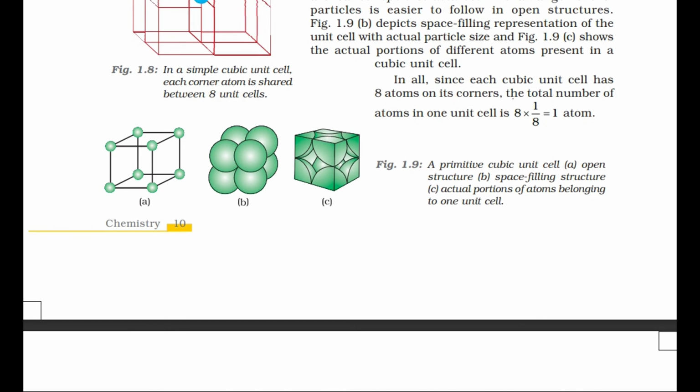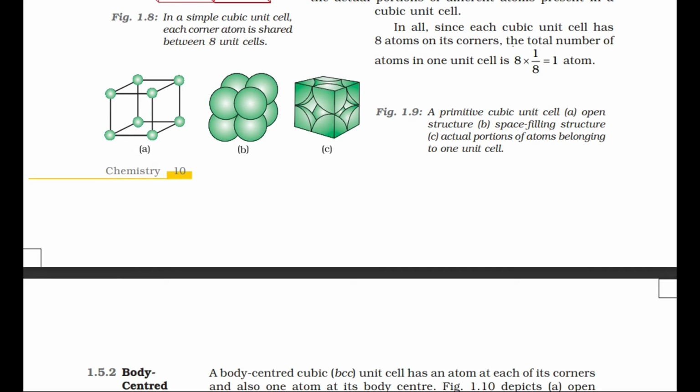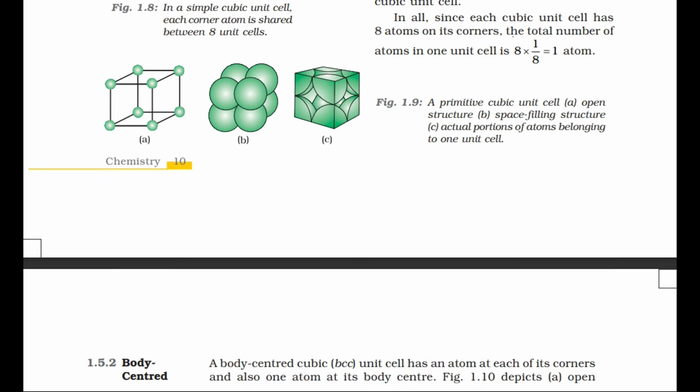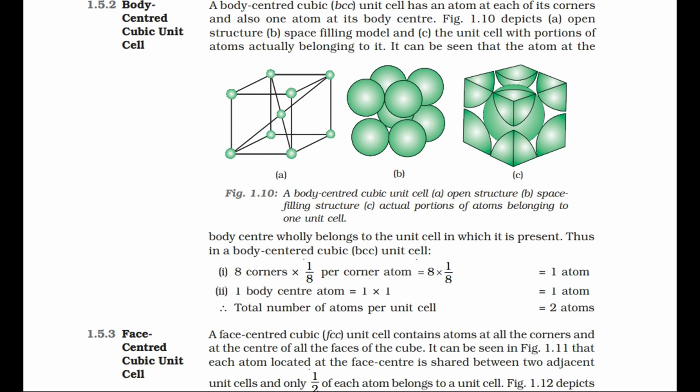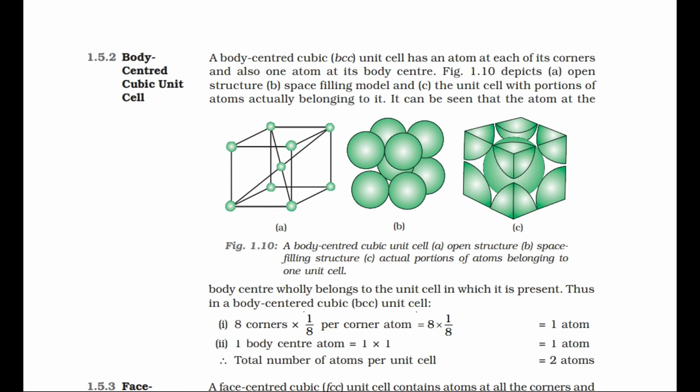In all, since each cubic unit cell has 8 atoms on its corners, the total number of atoms in one unit cell is 8 into 1/8, which is equal to 1 atom. Now the next is the body-centered cubic unit cell. A body-centered cubic, BCC, unit cell has an atom at each of its corners and also one atom at its body center. Figure 1.10 depicts A, open structure, B, space-filling model, and C, the unit cell with portions of atoms actually belonging to it.